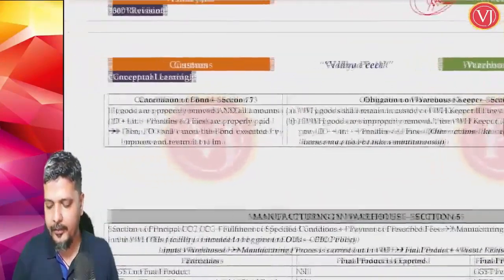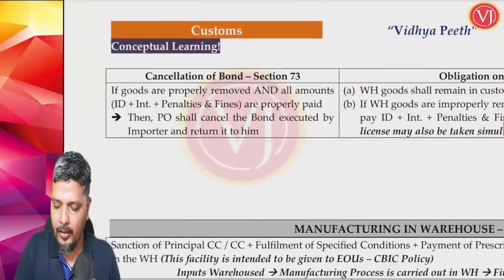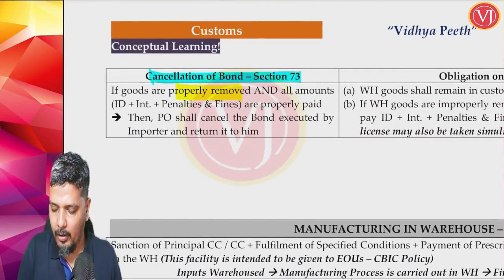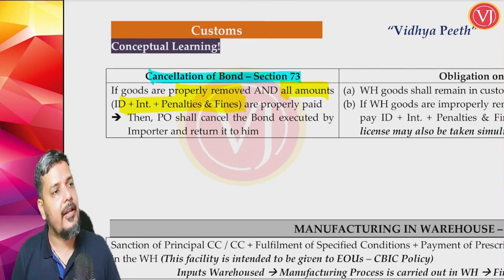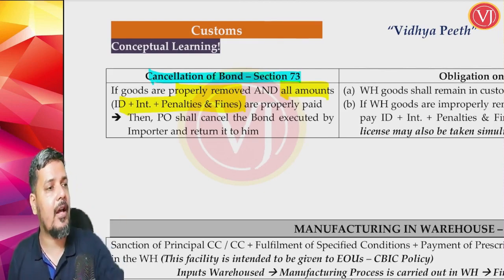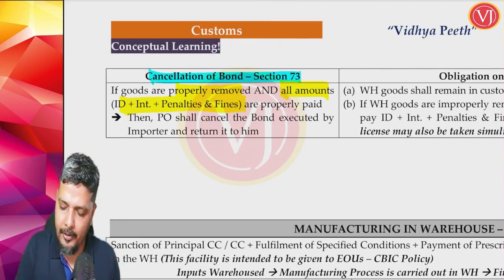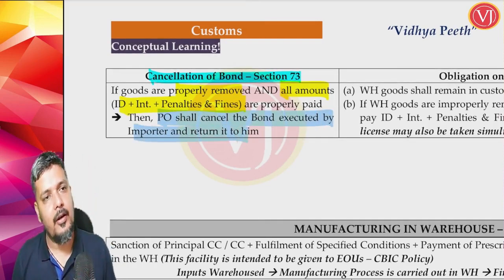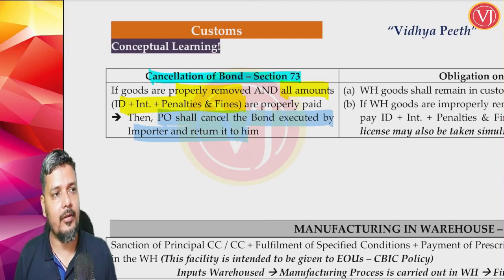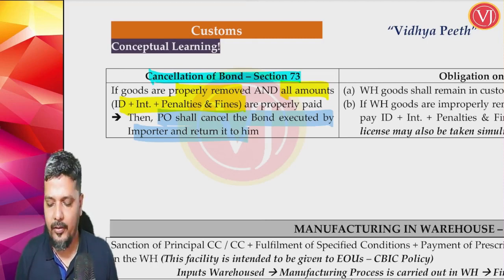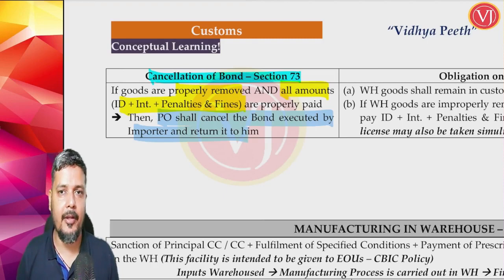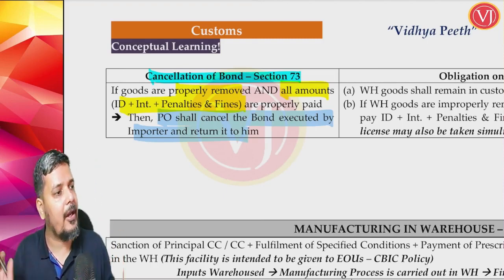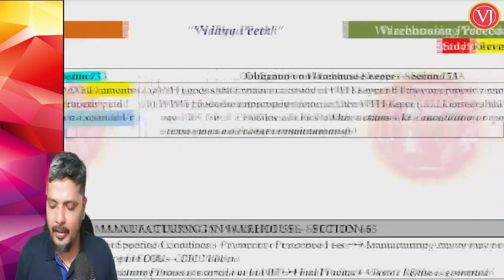And finally, if the importer has done his work, Tata bye bye to the importer. The goods are properly removed and all the amounts are properly paid. Even if it is improperly removed, but all the amounts are properly paid, Tata bye bye. The bond will be returned to him. The bond will be released. Section 73, cancellation of bond. Whether properly removed or improperly removed, but everything is settled, paid, Tata bye bye. The bond will be released.